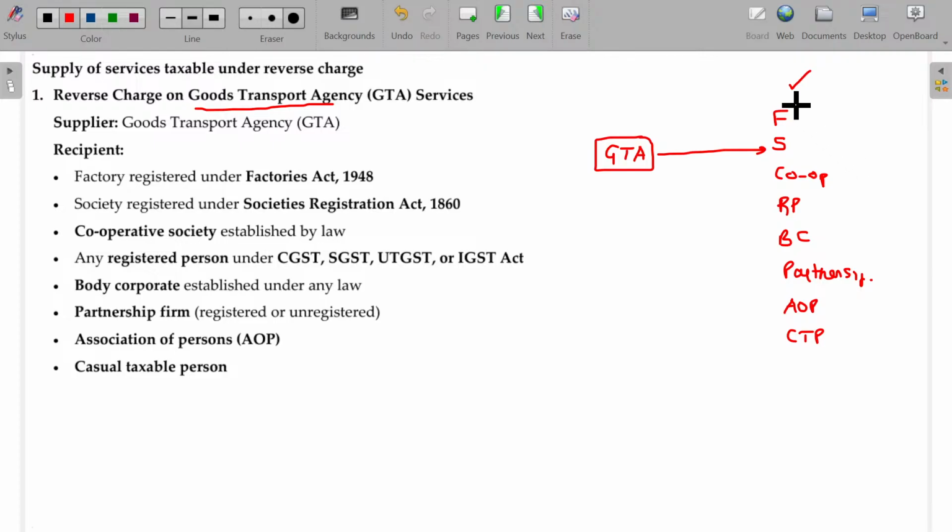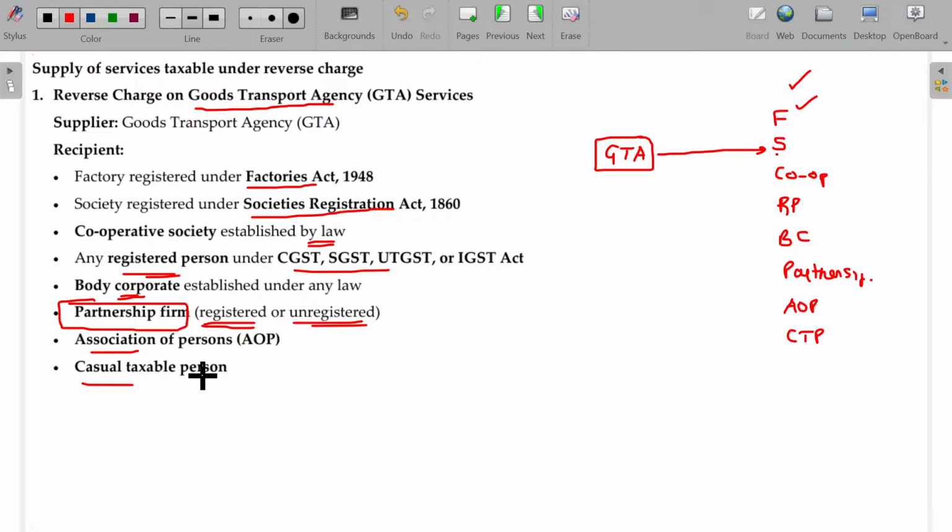Clear? What is called factory? A factory registered under Factories Act, society registered under Societies Registration Act, cooperative society established by the law, even any other registered person under this particular act, section 22 or 24 registration. Body corporate can also be falling under this case, and partnership firm. In case of the recipient being the partnership firm, firm may be registered or unregistered, doesn't matter. In all other cases registered, but in the case of firm, the firm may be registered or may not be registered. AOP and casual taxable persons, who are called CTP, casual taxable person.